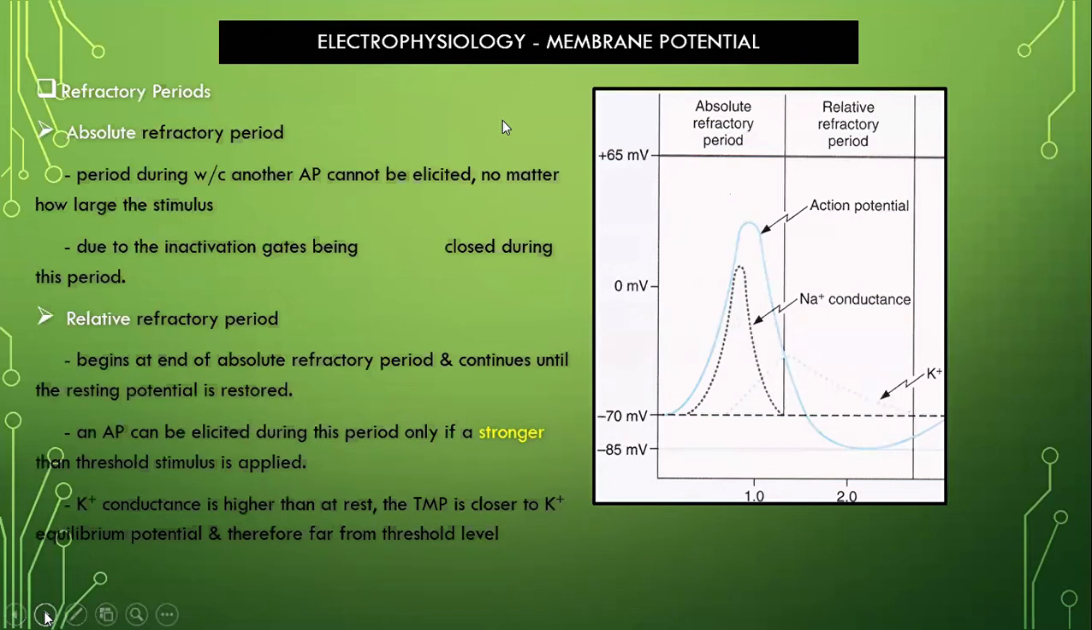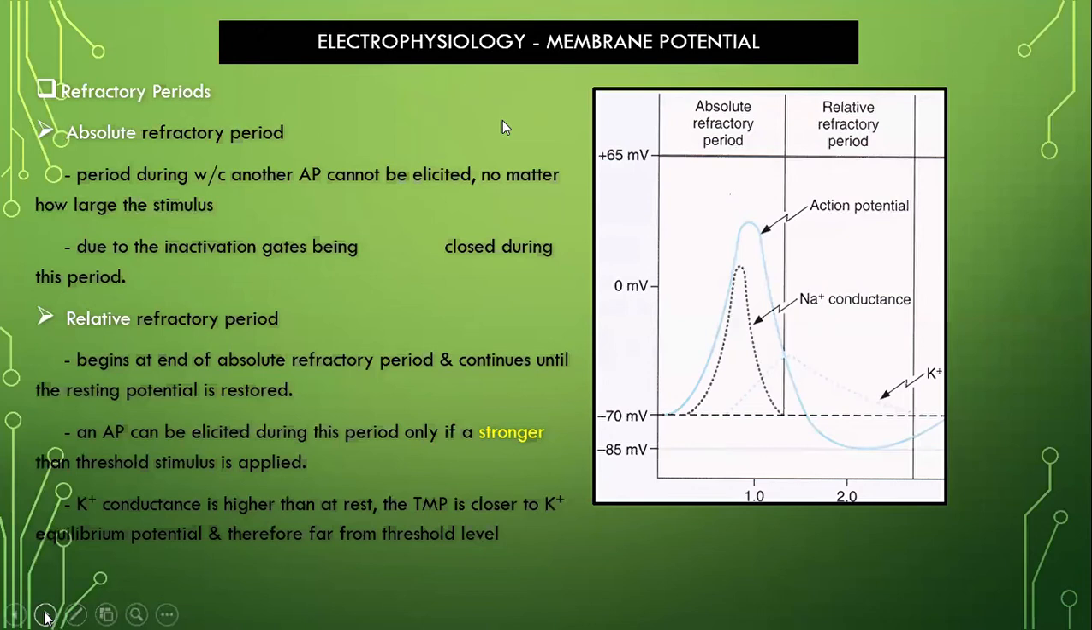Refractory periods. There is what they call the absolute refractory period and the relative refractory period. When you say absolute refractory period, this is the period during which another action potential cannot be elicited, no matter how large is the stimulus. If it is much larger than the previous stimulus, it doesn't matter. Because during the absolute refractory period, there is no other action potential that can be elicited except the existing one. This is due to the inactivation gates being closed during this period.